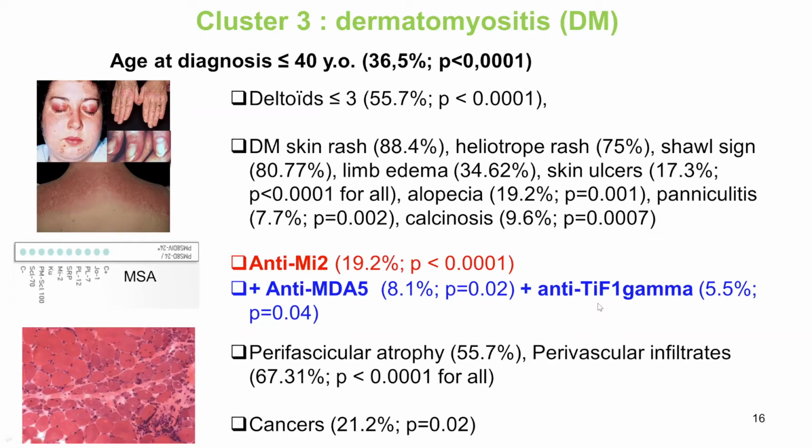In our cohort of patients, we don't have many others, for instance NXP2 autoantibodies. On the pathological side, we can observe perivascular atrophy and perivascular infiltrates. And this group is clearly the one linked with the presence of cancers, not the other ones.